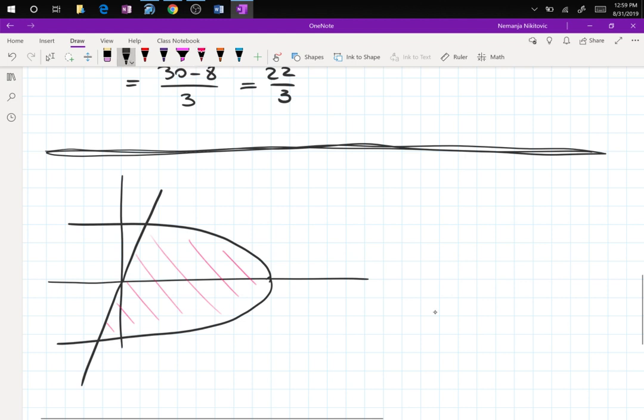So let's put some values here. 1, 2, 3, 4, 5, 6, 7, 8. So this over here is 8. And we already said that this line is y equals 2x. This is where Calculus 2 gets tricky.